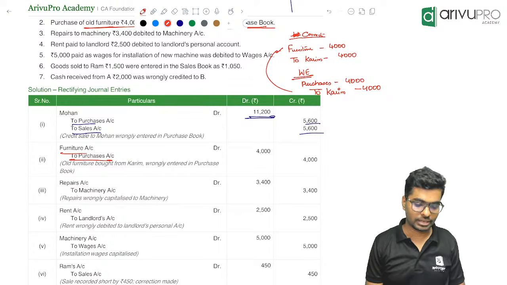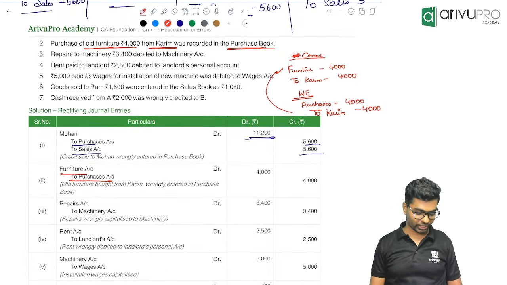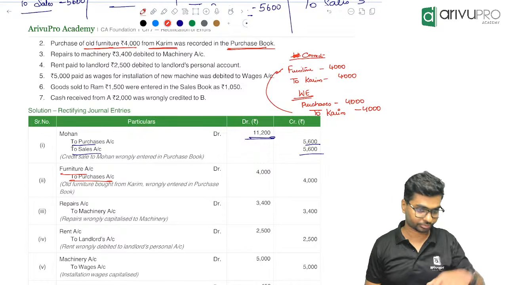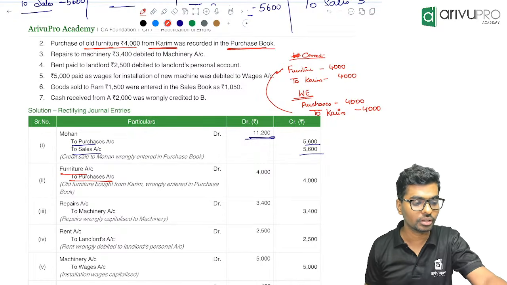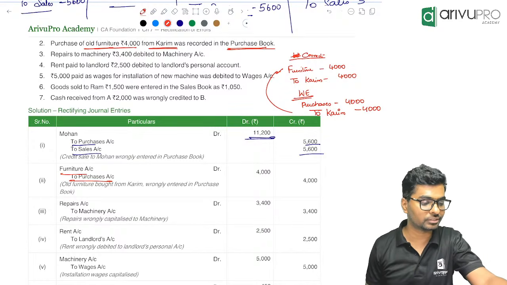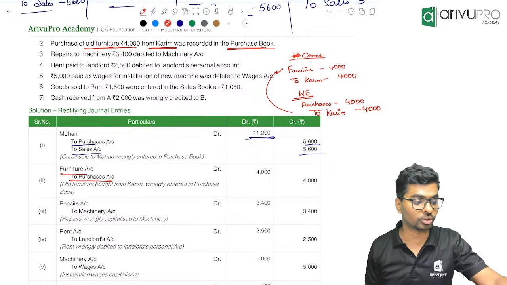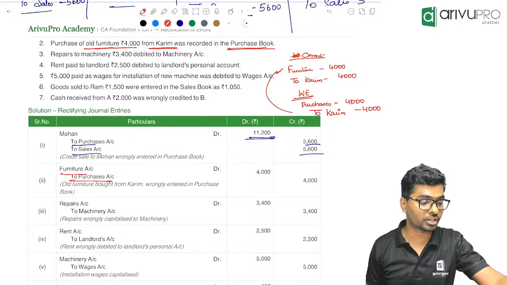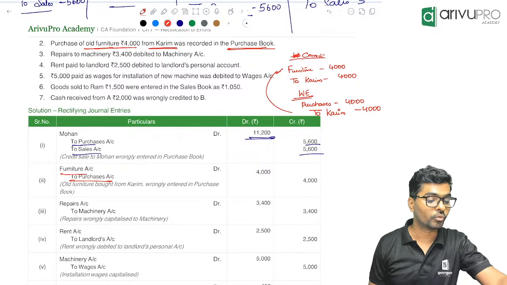Clear? Next one. Repairs to machinery, 3,400, debited to machinery account. Repairs to machinery debited to machinery account. Where will repairs to machinery come? Where will repairs come?